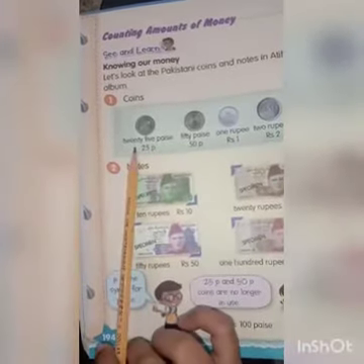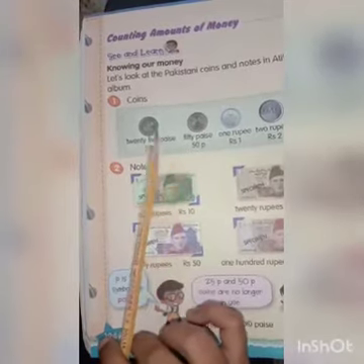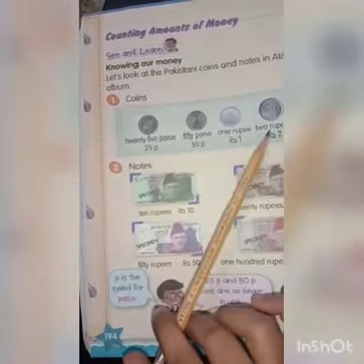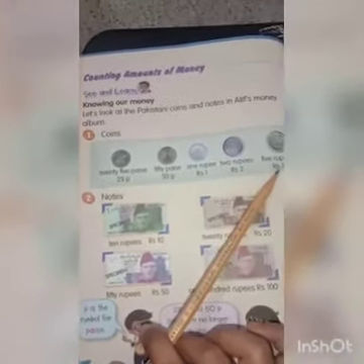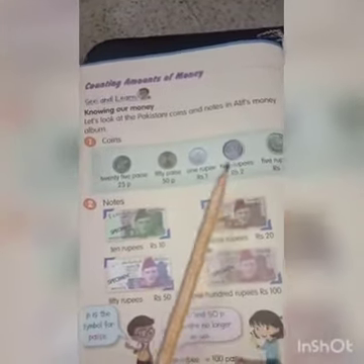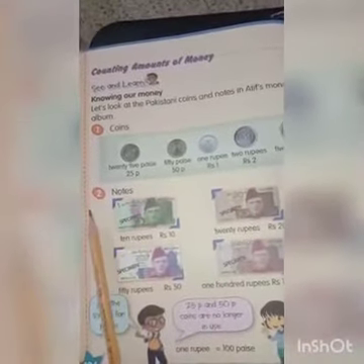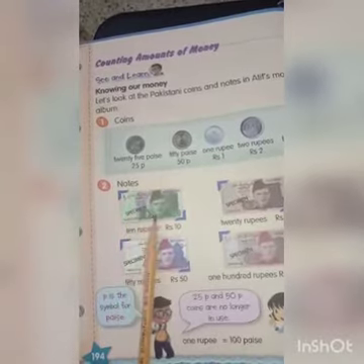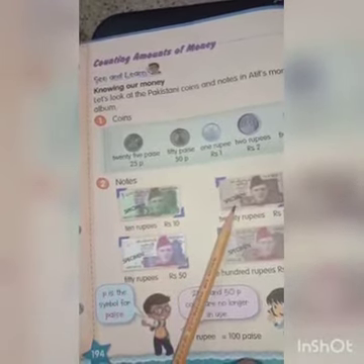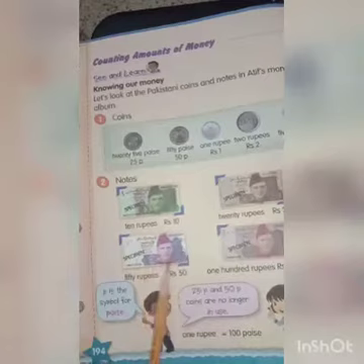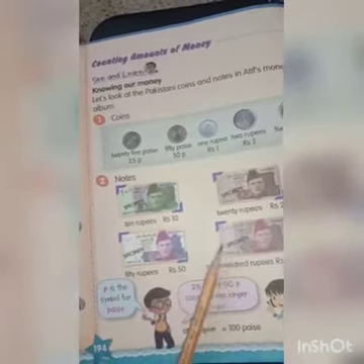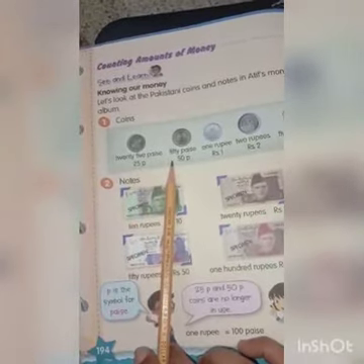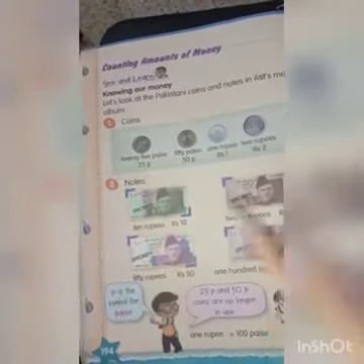Okay, 25 paisa coin and 50 paisa coin are no longer used now. 1 rupees coin, 2 rupees coin and 5 rupees coin we can use. Okay, and we can see it. Now, in activity number 2, there are notes: 10 rupees note, 20 rupees note, 50 rupees note, 100 rupees note. Okay, so in the coins, 25 paisa and 50 paisa are no longer used.